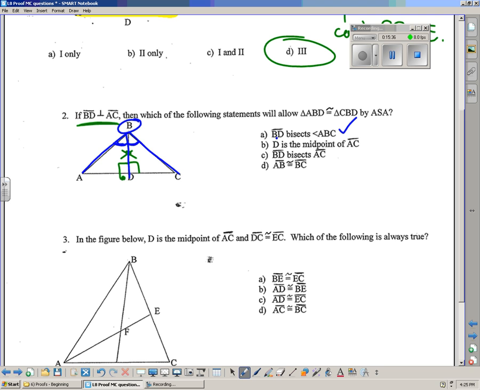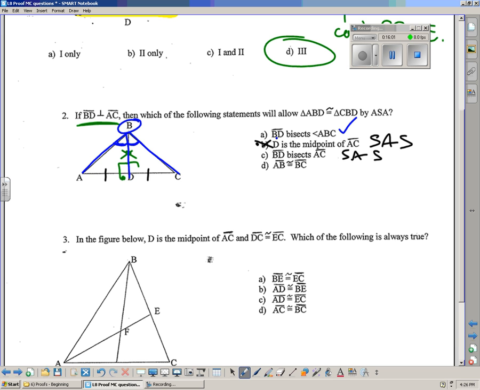If D were to be the midpoint of AC, so in choice B here, it would give us those two sides, which would produce side, angle, side for us, not angle, side, angle. So that doesn't work. This would produce side, angle, side. Doesn't work. If BD bisected AC, you would still get two congruent sides producing side, angle, side again.